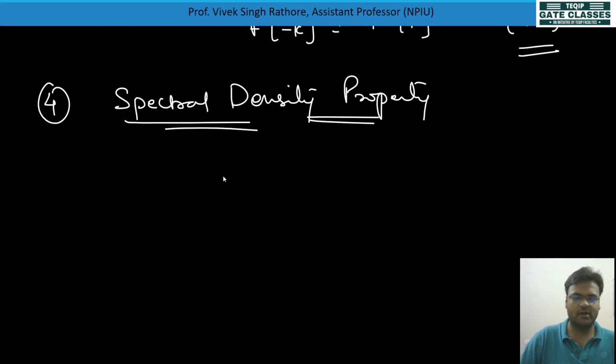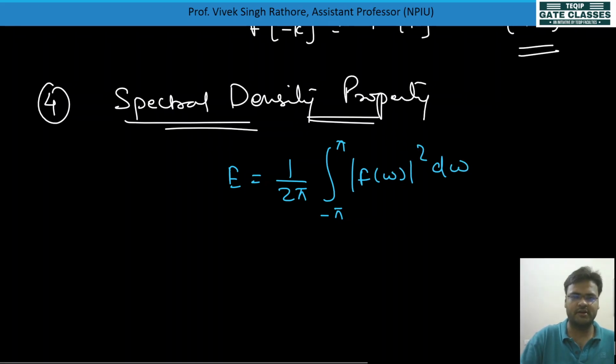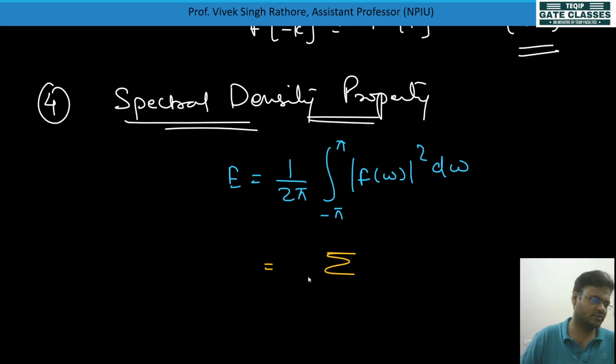So if you could remember, the DTFT value, what we used to get: energy is equal to 1 by 2 pi, integral from minus pi to pi of mod of f of omega square d omega. This you have seen in the DTFT. Now there will be some changes with that. Here f of omega was continuous in DTFT. Here in the frequency domain it is discrete. So if it is discrete, then we'll use the summation sign.